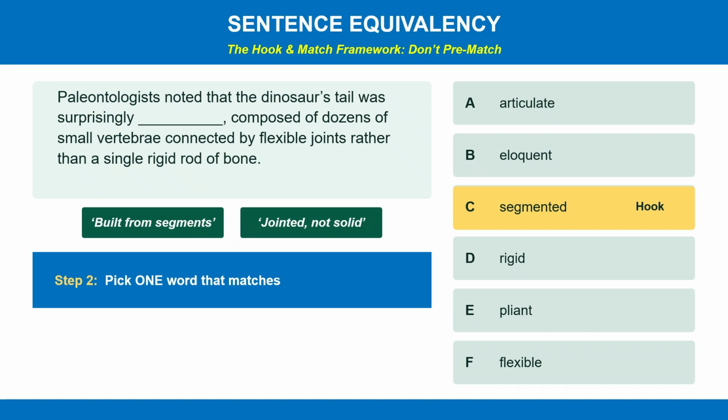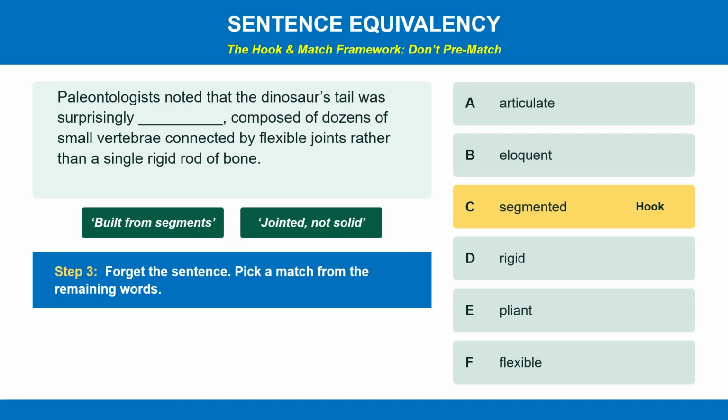That's our hook word. Step 3, ignore the sentence entirely, and of the remaining words, pick the word that's closest to segmented. Does flexible mean segmented? Nope. Does pliant mean segmented? No. Does rigid mean segmented? No. Does eloquent mean segmented? No. Does articulate mean segmented? Yeah, the secondary meaning of articulate is literally segment. That's our match word.